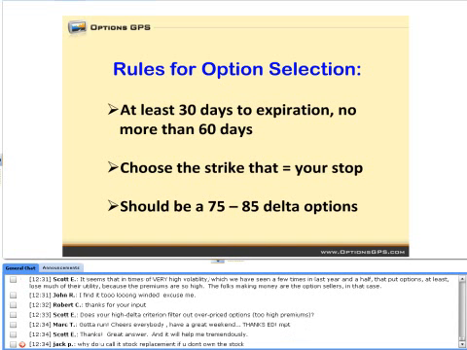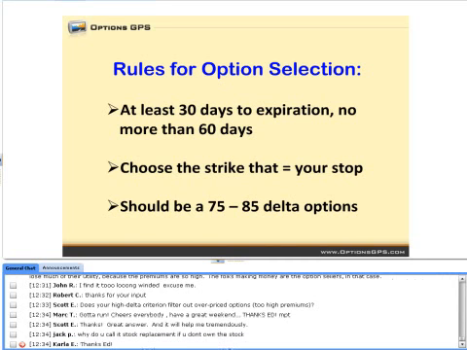Why do you call it stock replacement if you don't own stock? Well, because I'm replacing my stock position or potential stock position, Jack, with an option, which is going to act a lot like stock because it's got that high delta. I'm going to be able to capture those smaller moves. So I'm replacing the potential stock or ETF position with an option position.